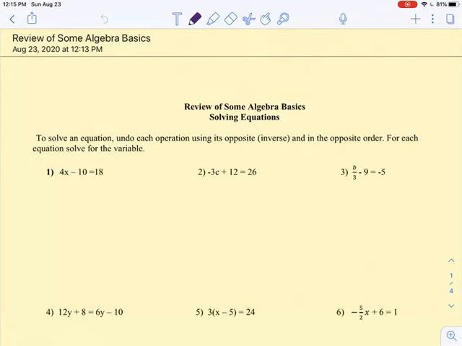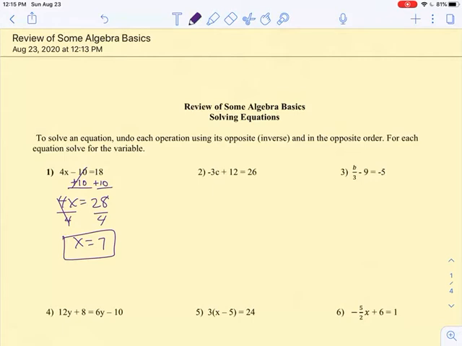So on the first one, I have 4x minus 10 equals 18. I want to get x by itself, so I need to get rid of that 10. The opposite of minus 10 is to add 10. I do that to both sides because it's an equation. I want to keep everything equal. 18 plus 10 is 28. And then I want to get x by itself. This is 4 times x, and the opposite of multiplication is to divide. So I divide both sides by 4, and I get x equals 7.